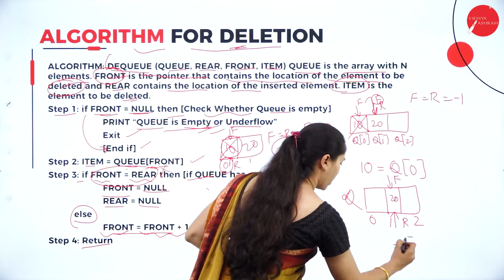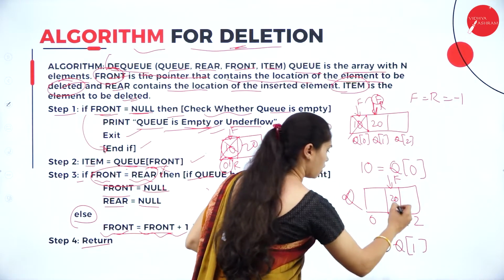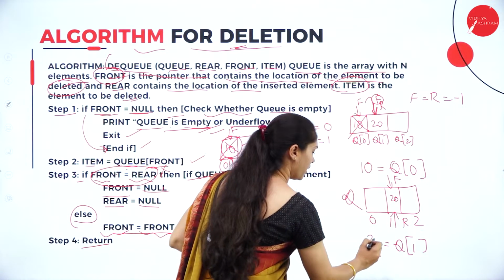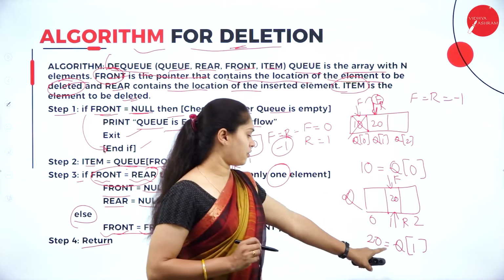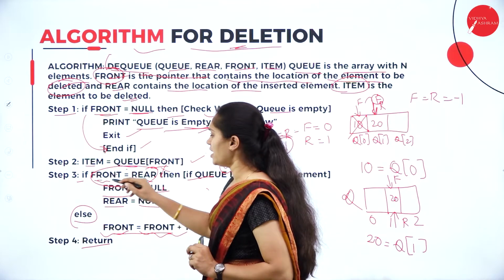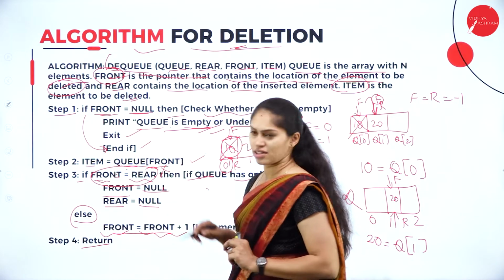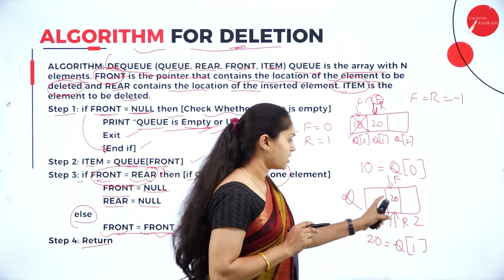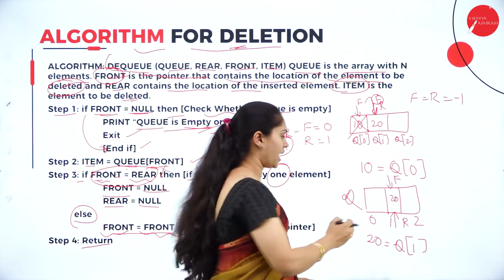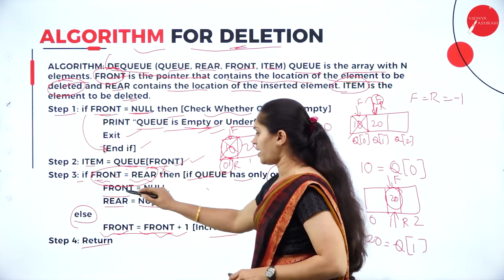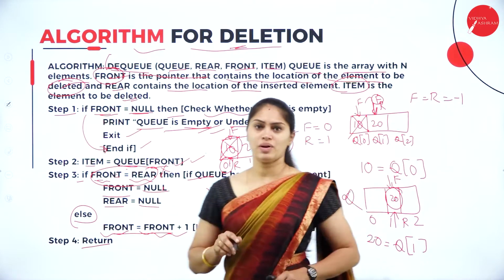So it is at location 1, right? Whatever we have in queue of 1 will be copied. That 20 is in the location queue of 1 right now. Next it will come here. If front is equal to rear, yes, that indicates we have only one element in the queue, that is 20. If that is true, front is equal to null and rear is equal to null.